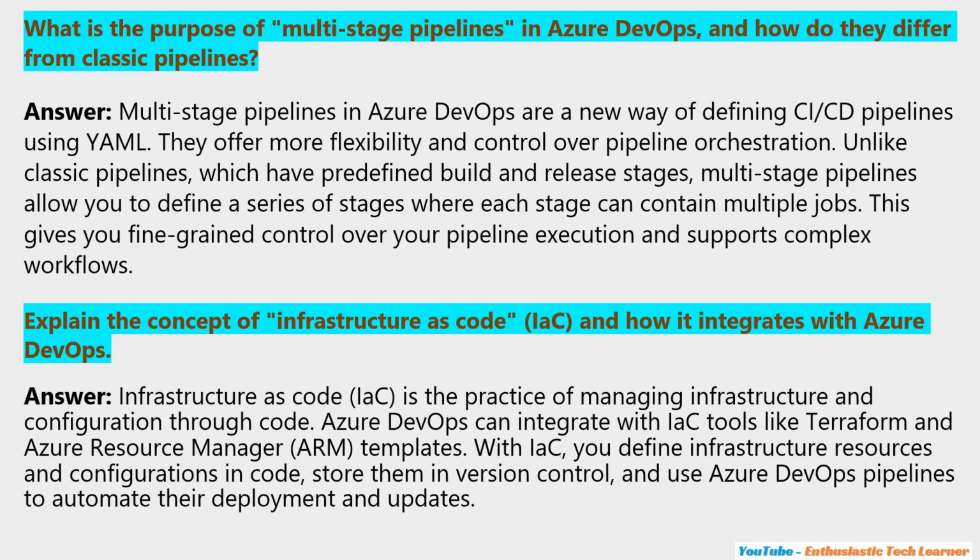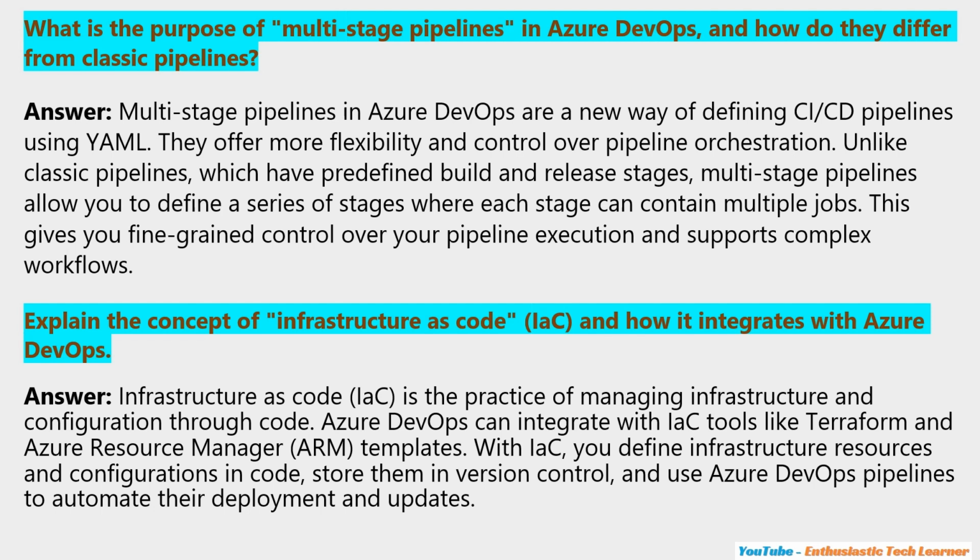Unlike classic pipelines, which have predefined build and release stages, multi-stage pipelines allow you to define a series of stages where each stage can contain multiple jobs. This gives you fine-grained control over your pipeline execution and supports complex workflows.